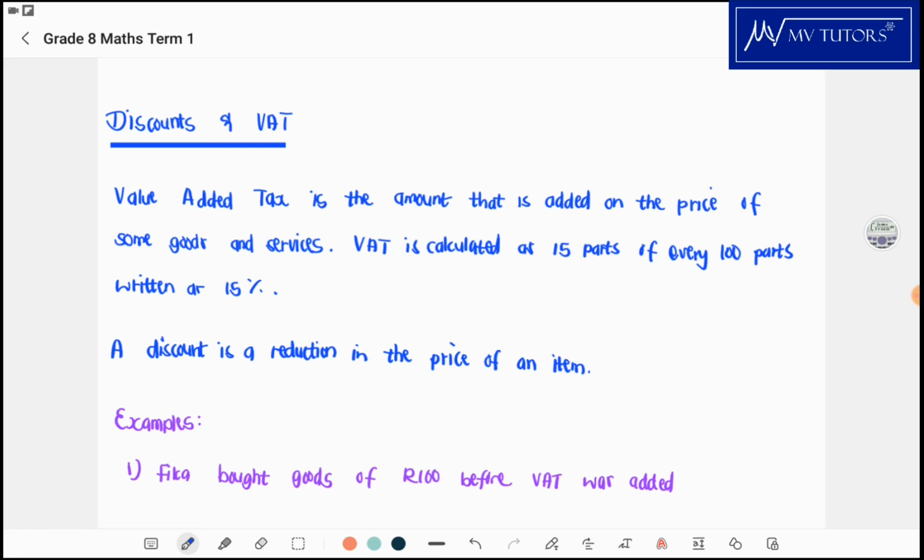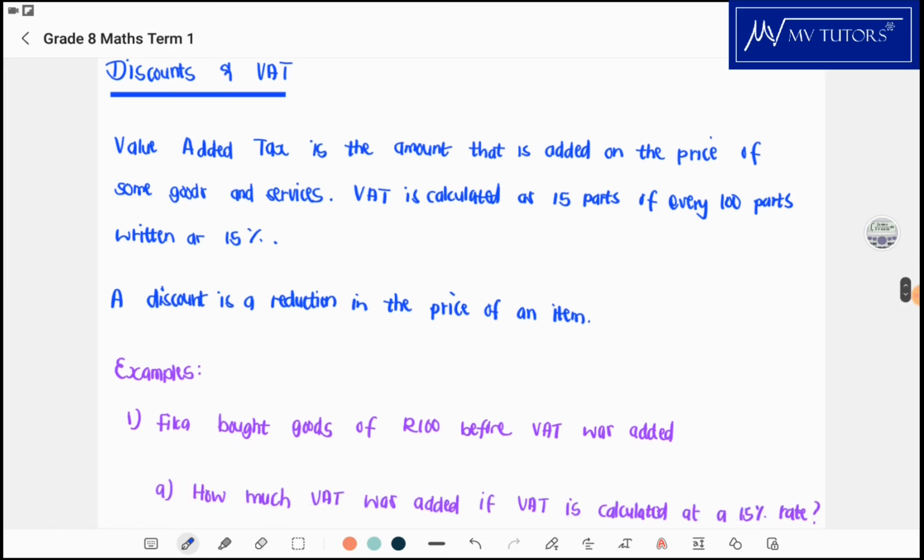It's quite unfair. Once you start working, you'll see you get taxed for working, and then you get VAT. So after getting taxed for working, you get taxed for buying goods and services. It's just ridiculous, but this is what it is.